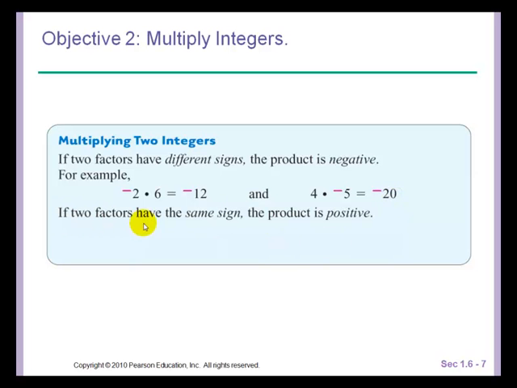If the 2 factors have the same sign, the product is always positive. For example, a positive 7 times a positive 3 is a positive 21, or a negative 3 times a negative 10 is a positive 30. So here, it doesn't matter what the size of the numbers are. It's just that if they're both positive, the answer is positive. If they're both negative, the answer is also positive.